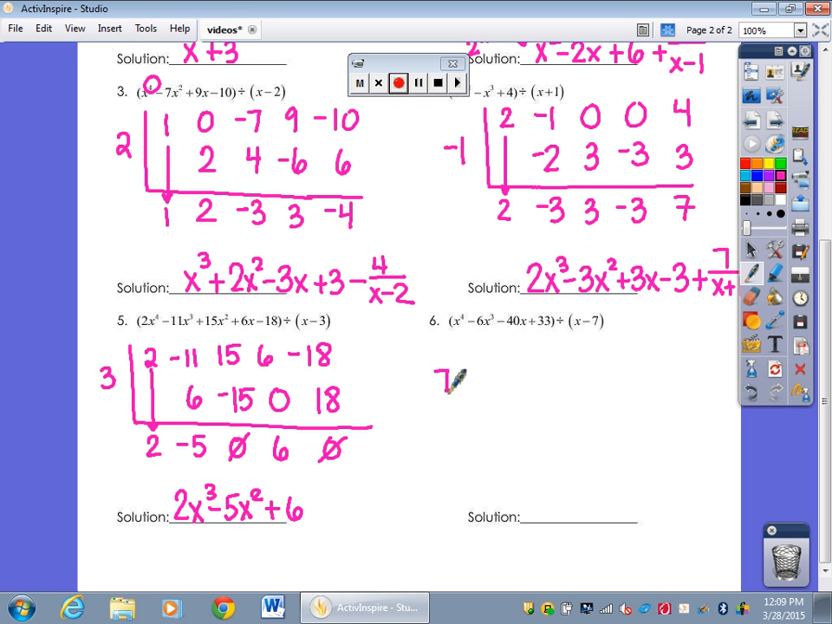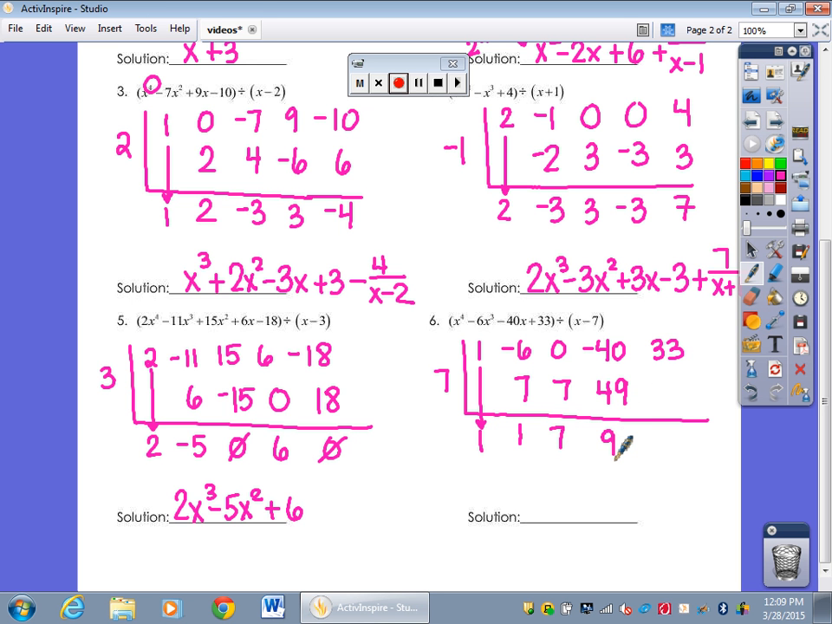The last one, we're going to use a 7 on the outside, using 1, negative 6, 0, negative 40, and 33. That one down, that's 7 here, that's a 1. 7 times 1 is 7, plus 0 is 7. This is positive 49, minus 40 is 9. And this is positive 63. You add that, that's 96. And yes, you can have enormous numbers like that.